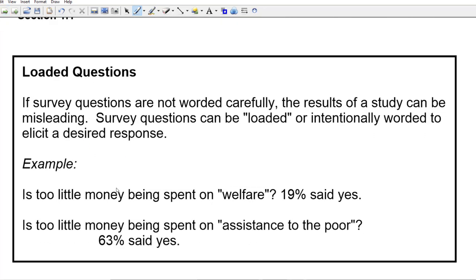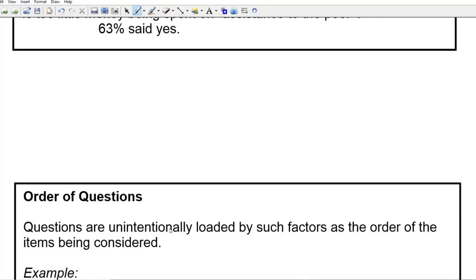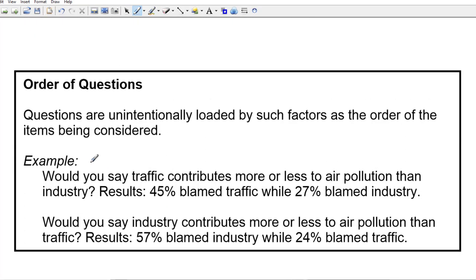How about loaded questions? If survey questions are not worded carefully, the results of a study can be misleading. Survey questions can be loaded, or intentionally worded to elicit a desired response. An example would be, too little money being spent on welfare: 19% said yes. The difference is, too little money being spent on assistance to the poor. They changed it from welfare to assistance to the poor, and 63% said yes. Those are loaded questions.